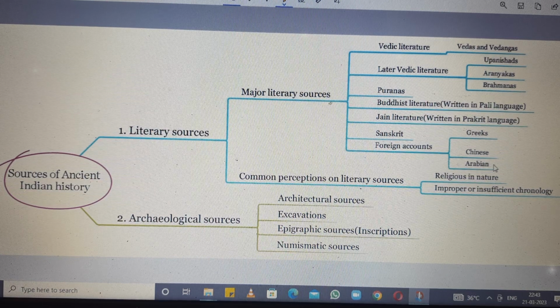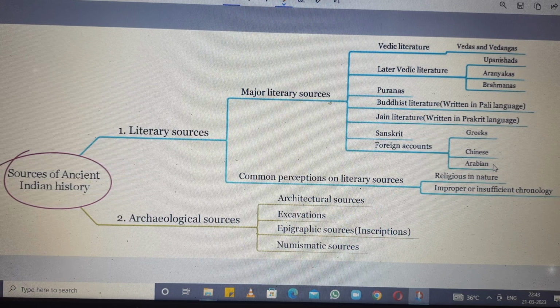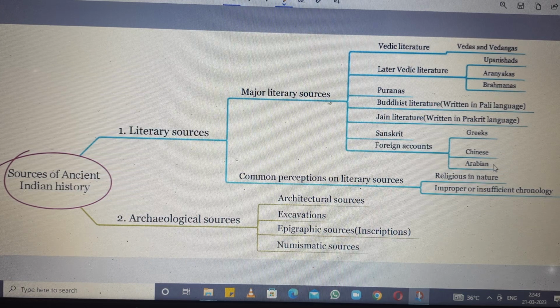So this completes our mind map of the chapter sources of ancient Indian history. I hope that you have understood most of the things in this. If you practice this mind map, you will be able to grasp most of the facts present in this chapter of sources of ancient Indian history.